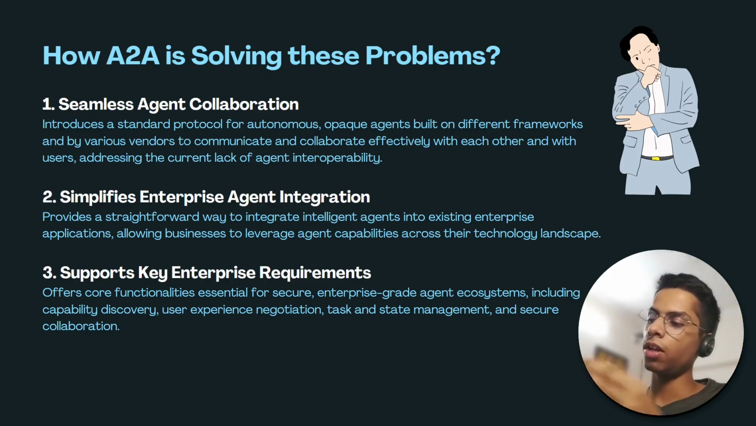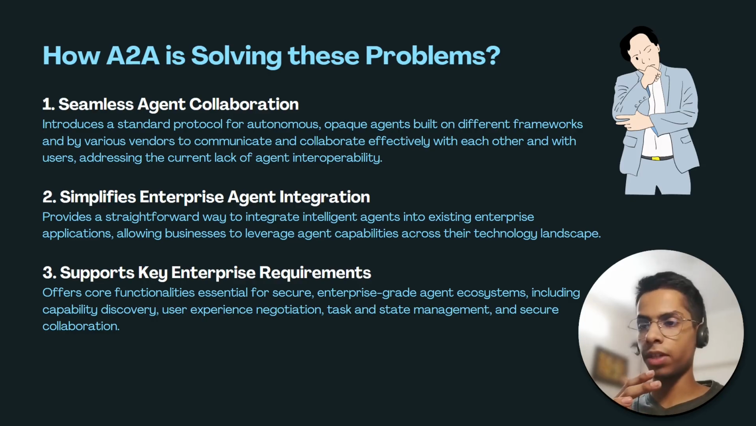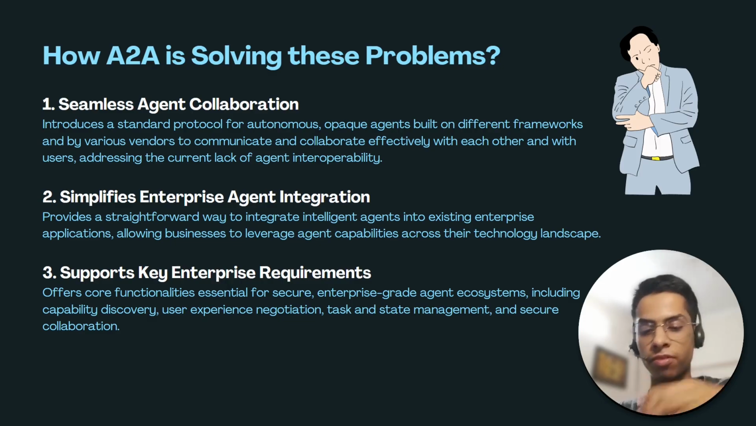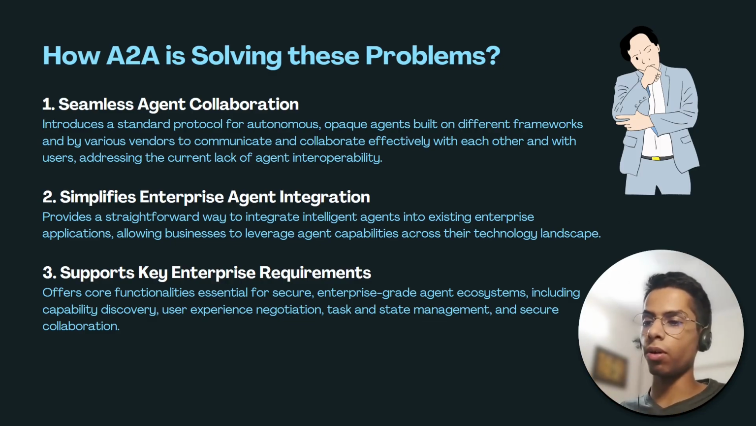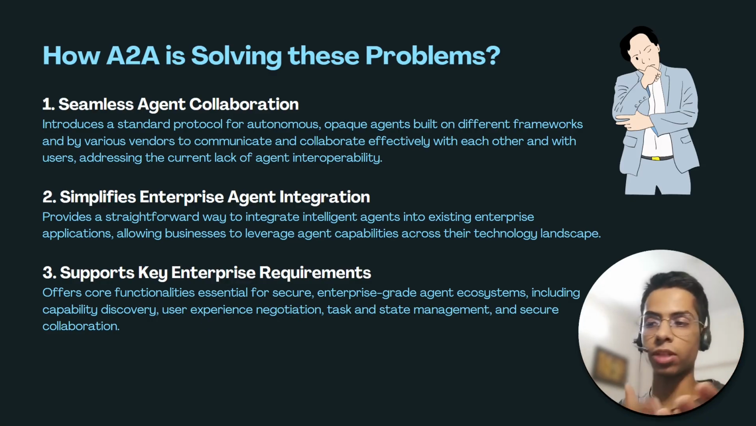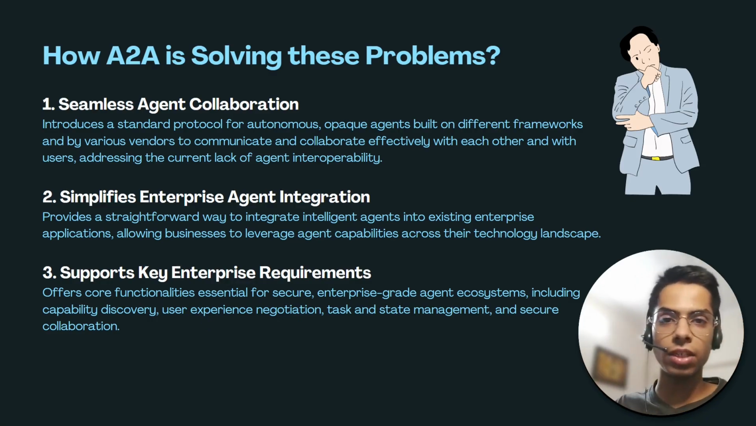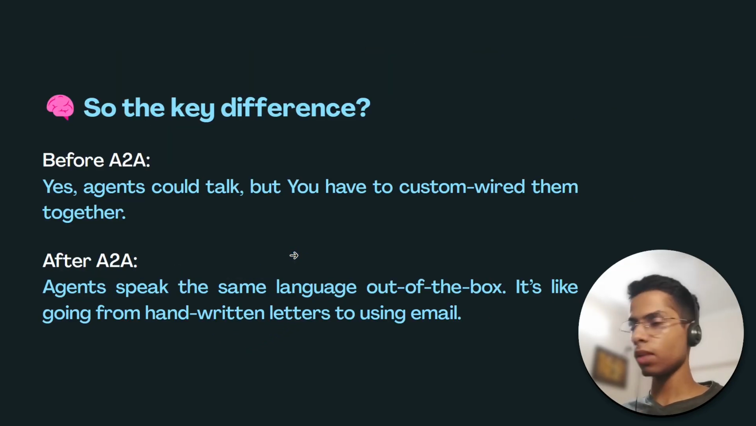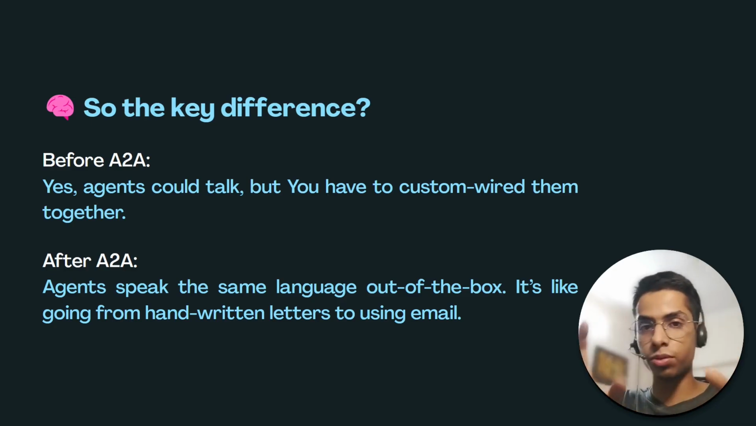It offers core functionalities essential for secure, enterprise-grade agent ecosystems, including capability discovery. And as we talked about, there's no way to discover in the current landscape without using A2A. But with A2A, you get all of these things: user experience negotiation, task and state management. You can manage tasks and perform them in a very standardized way, without the headache of custom wiring two agents together, and secure collaboration. I hope you understood the complete agent-to-agent protocol.